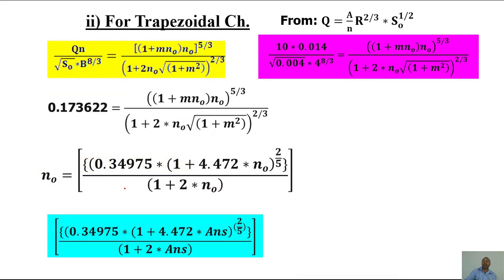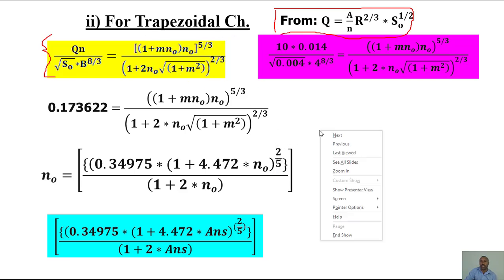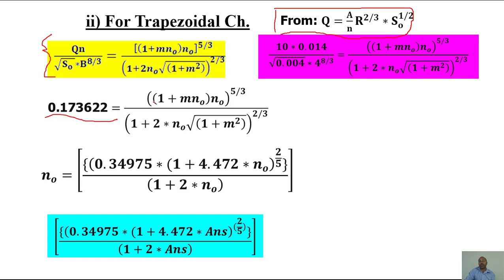Also for the trapezoidal channel, you will follow the same approach from the Manning equation. Again, we have this general expression to calculate normal depth for a trapezoidal channel. You will use this equation, which is very important. You can apply it for different channel dimensions and hydraulic parameters. Then just substitute again: 0.173622 equals 1 plus m n naught, the whole to the power 5 over 3.